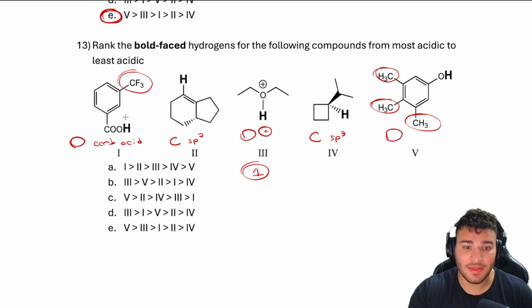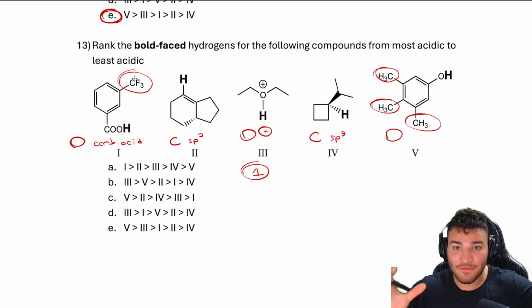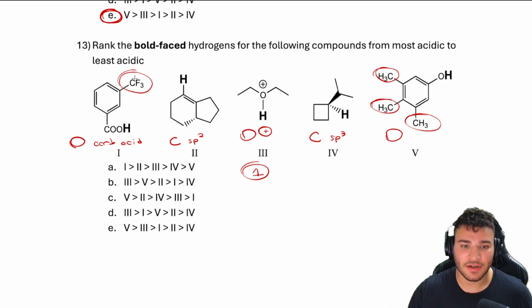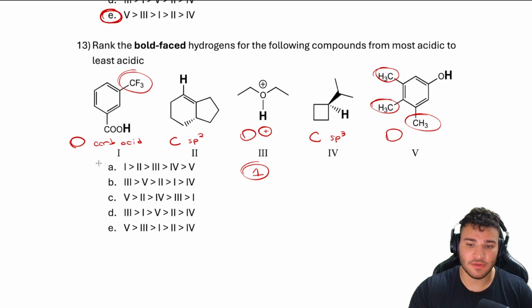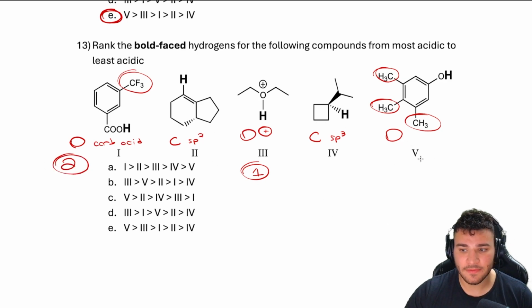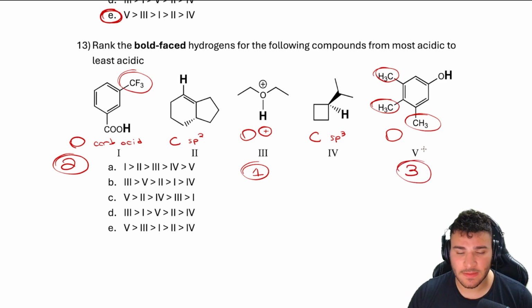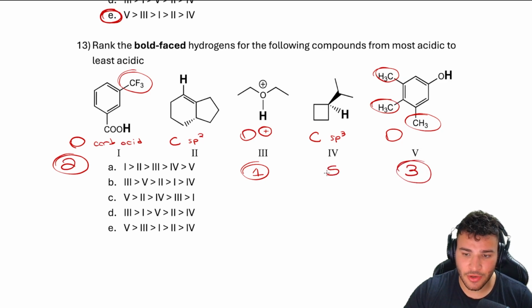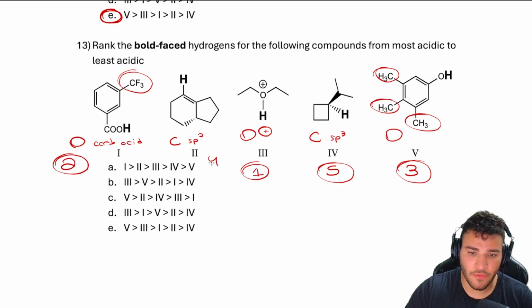And so structure 1, these fluorines, are going to have an inductive effect, right? They're going to pull some of these electrons away. And so this causes our first structure to become the second strongest acid. Structure 5 is going to be the third strongest acid. And then we're left with sp2 and sp3. sp3 hybridized carbons are your weakest acids. And so structure 2 is our fourth strongest acid.